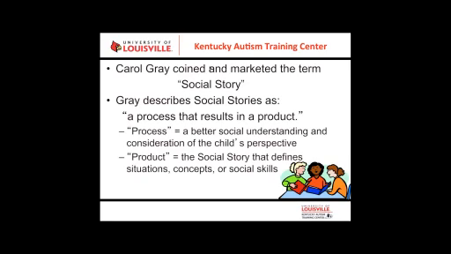You examine your thoughts, which is a process, and that results in a product, or for our needs, to change a behavior. So a process meaning a better social understanding and a consideration of the kid's perspective, and then a product means that we're going to define that situation or concept or give them a social skill that's going to ultimately change the behavior that they're exhibiting currently.